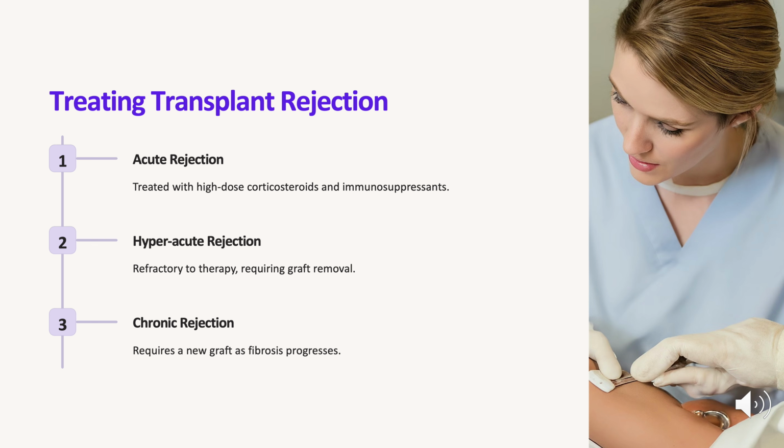2. Hyperacute rejection. Unfortunately, this type of rejection is often refractory to therapy and may necessitate the removal of the graft to prevent systemic complications. 3. Chronic rejection. As fibrosis progresses and chronic rejection sets in, the only effective treatment may involve replacing the graft with a new one to restore function and prevent further deterioration.